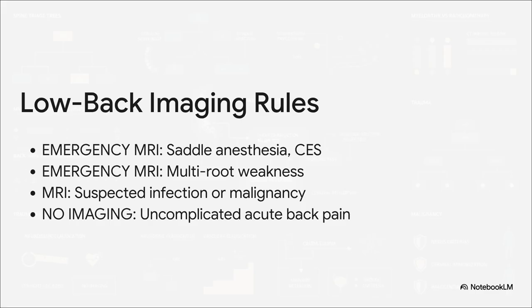But you immediately order an emergency MRI if you see significant neurologic deficits like urinary retention, incontinence, saddle anesthesia, or lower extremity weakness involving multiple nerve roots. You also pull the trigger on an MRI, maybe adding an ESR or CRP, if you suspect infection, like fever and IV drug use, or malignancy, like a cancer history combined with systemic weight loss.